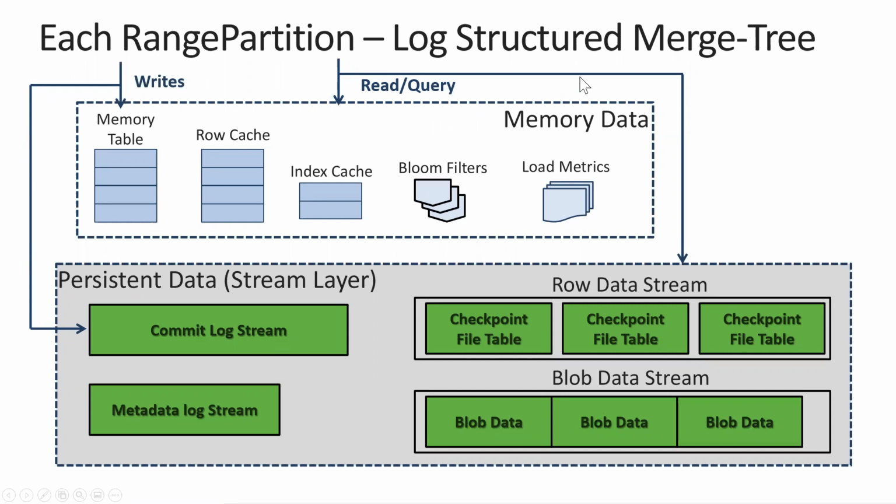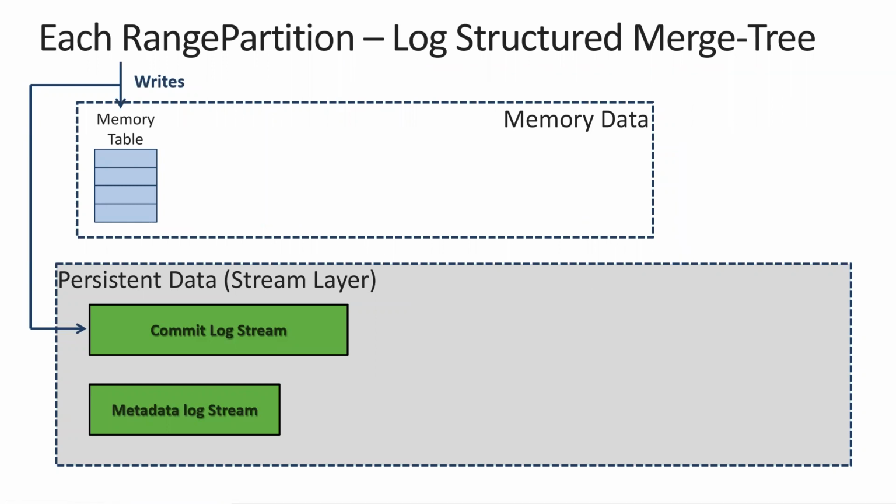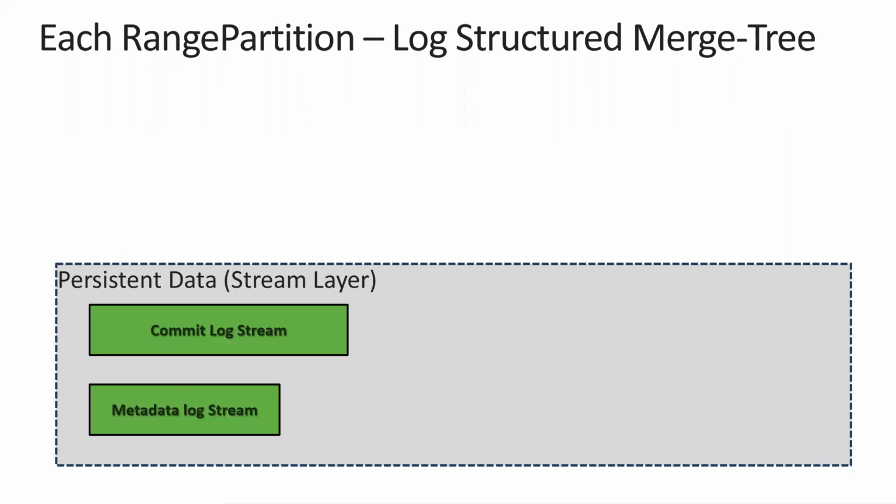So if a read request comes, it will first see in the index cache if it knows where that row is. If that does not exist in the cache, then it will go to this checkpoint file table, from the latest to the last, to find the row of information of where that data is, right? So by data here, we are talking about this data, right?